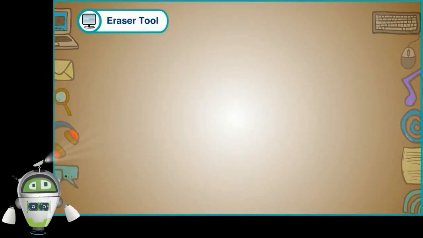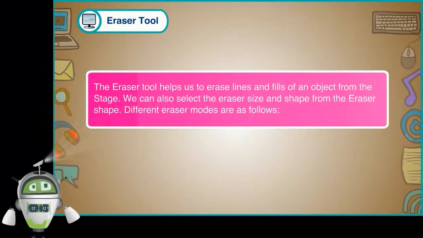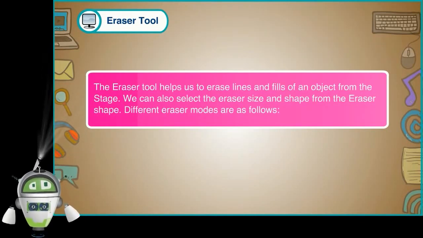Eraser tool. The eraser tool helps us to erase lines and fills of an object from the stage. We can also select the eraser size and shape from the eraser shape. Different eraser modes are as follows.